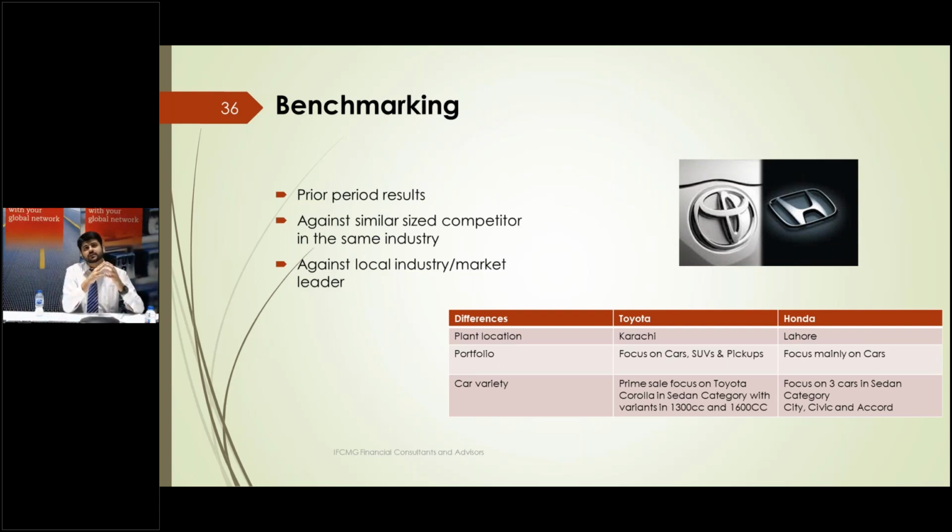There are differences again. If you're benchmarking against a local competitor, it is also good to know how the company tries to position itself. Honda has primarily positioned itself as a sedan brand, and a sedan brand that promotes luxury as well. Whereas Toyota has tried to promote itself by trying to detach itself from its Corolla label and introduce more variants into its portfolio.